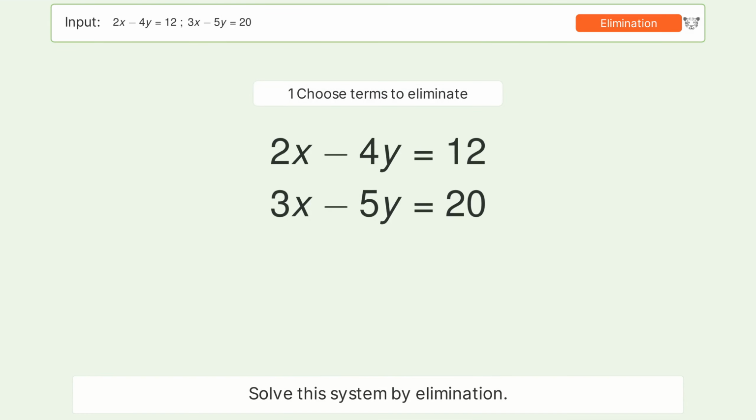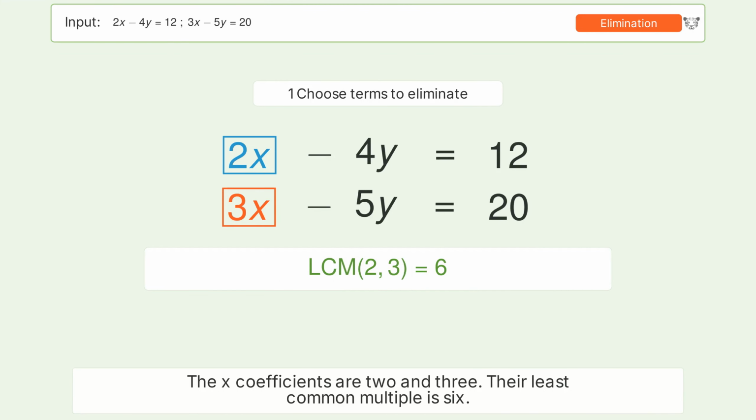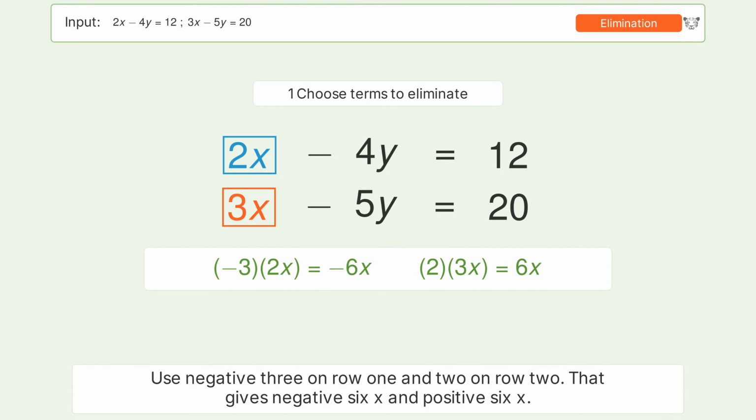Solve this system by elimination. We want the x terms to cancel when we add the equations. The x coefficients are 2 and 3. Their least common multiple is 6. Use -3 on row 1 and 2 on row 2. That gives -6x and positive 6x.